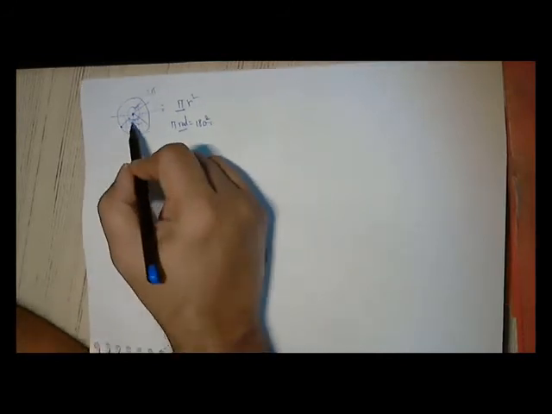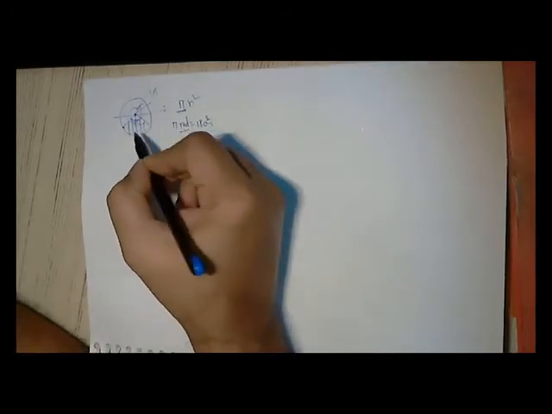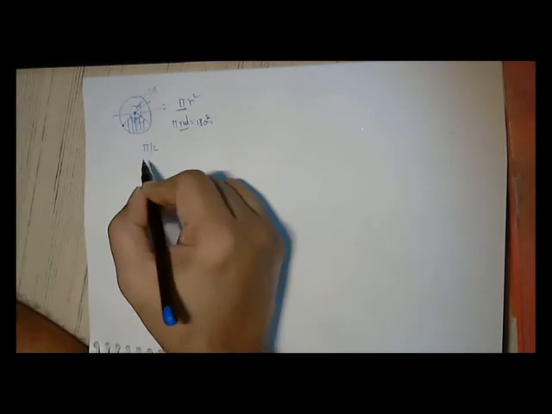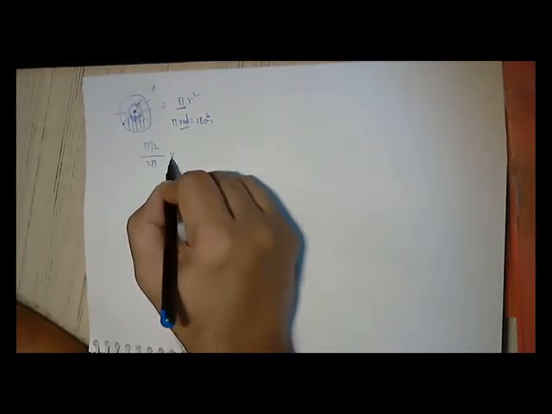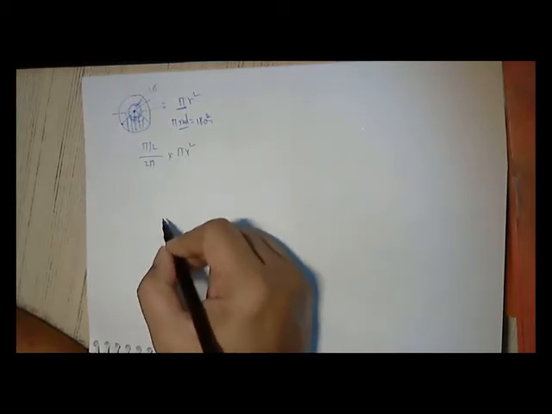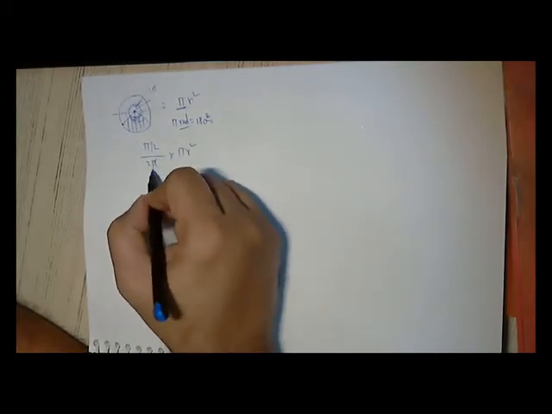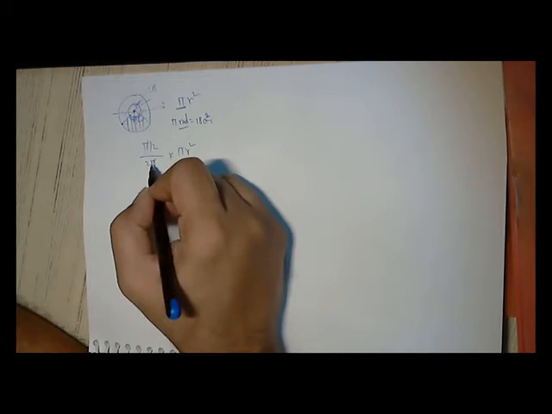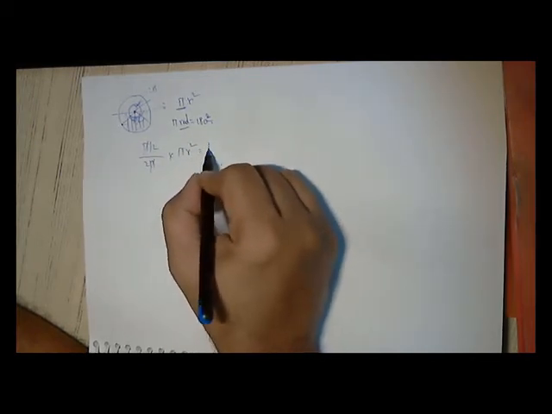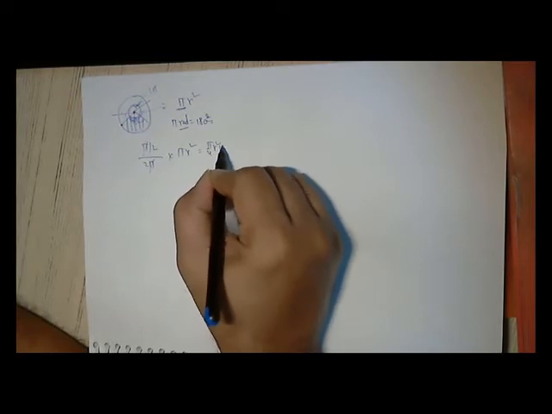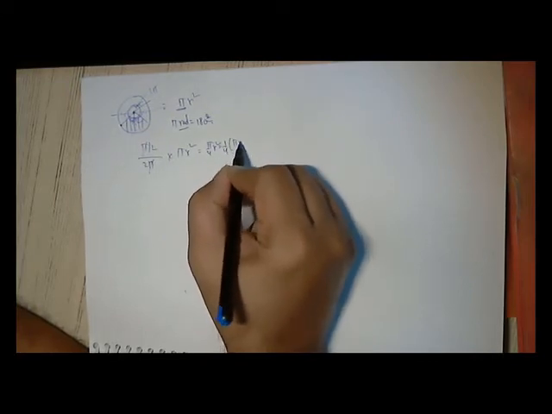So if you see the pi by 2 area, the total round is 2 pi radians, into pi r square. So if you see this, pi by 4 r square. That means 1/4 of pi r square.